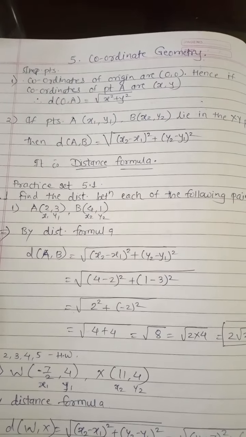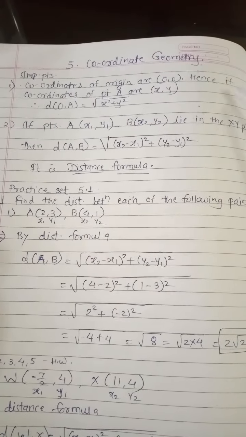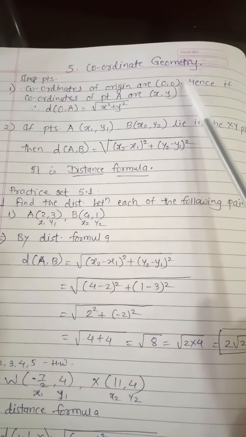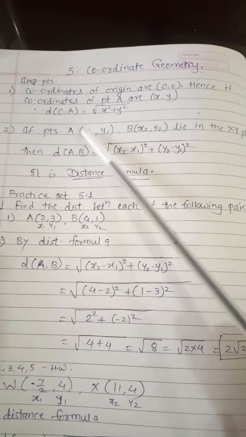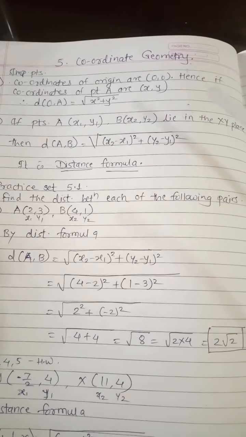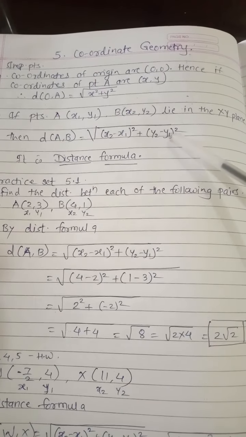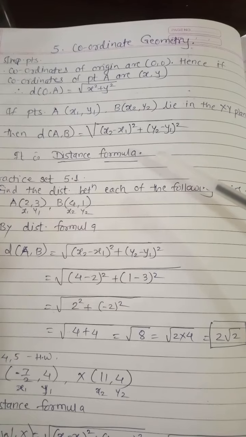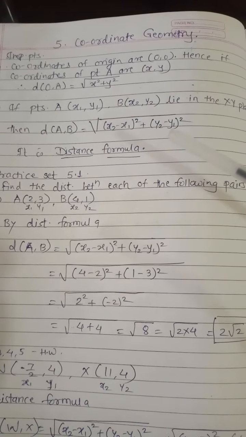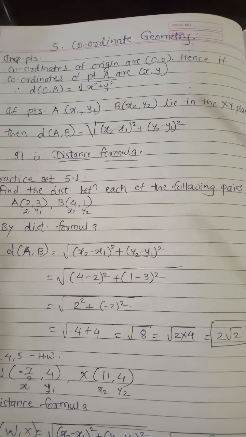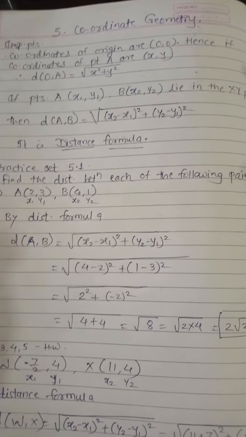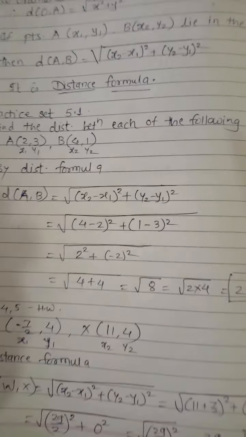Hello students, today I am going to start a new chapter, that is coordinate geometry of 10th standard. This chapter generally consists of only three concepts. The first one is the distance formula, the second one is the section formula, and the next one is the slope of a line. Today we start with the distance formula.